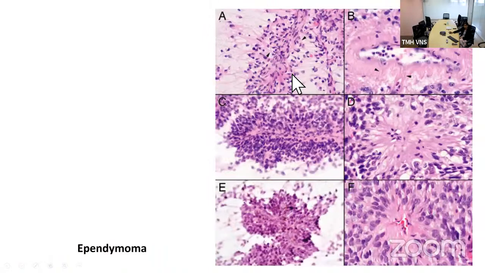This is again showing the comparison between the smear and histopath section. We can see these blood vessels and the tumor cells with the radiating glial fibrils around the blood vessels.